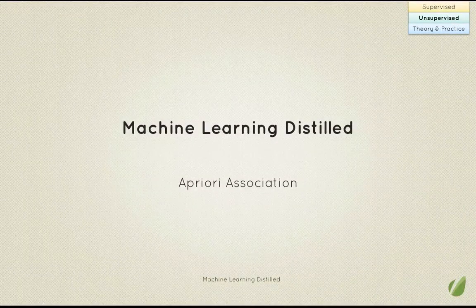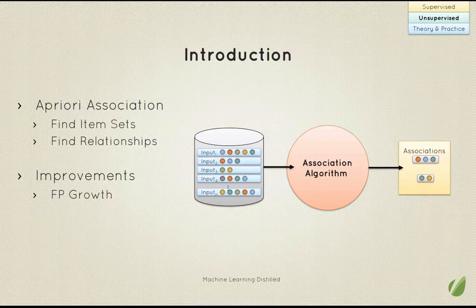In this lesson, we'll consider the a priori association algorithm. A priori association is an algorithm that allows us to find frequent item sets within a large data set of, say, transactions. We can also find relationships between specific items within those item sets in the form of if-then rules. I'll explain how this algorithm works. We'll also consider an improvement to a priori, an algorithm called FP growth.